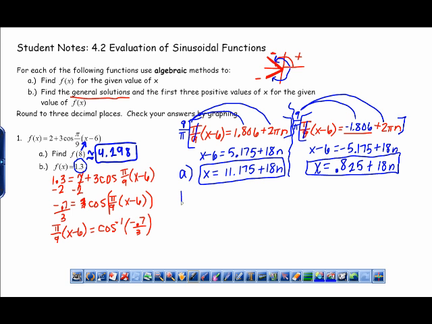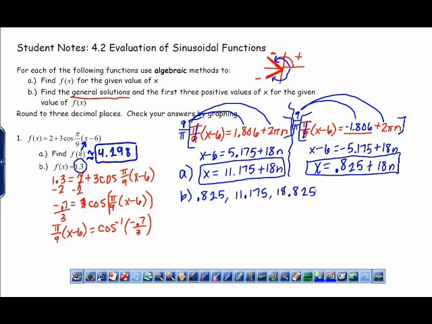Now part B, though, really not that bad. It says first 3 positive values. I have 2 positive values already, so I'm going to write those down. 0.825 and 11.175. That's nice because they were positive. If they hadn't been, I would have to add 18. This is just like general solutions from before. And so to find the third one, I'm going to add 18 to the first one. And this I don't need a calculator for.